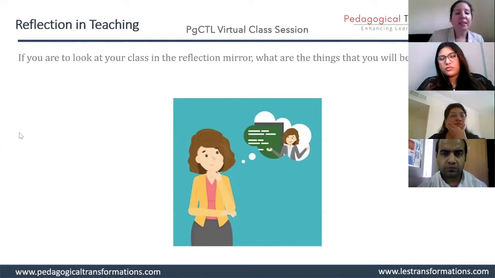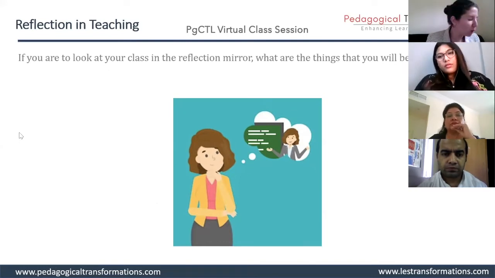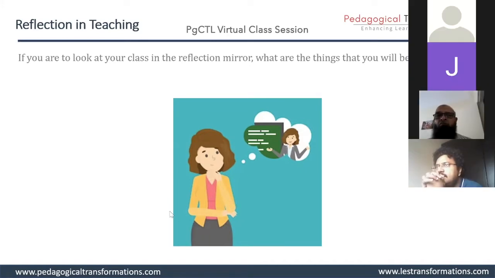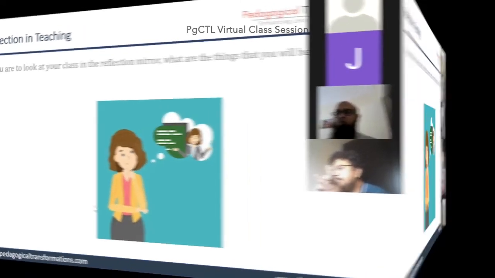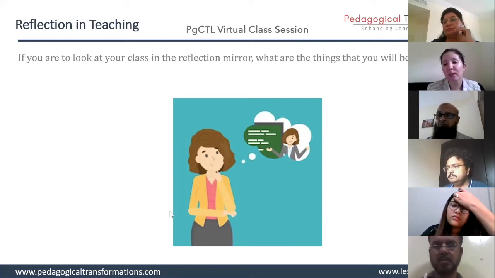Now, let's put ourselves in this cycle of reflection. If you are to look at your class in the reflection mirror, if you want to reflect on your classroom now, what are some of the things that you would be looking at? Student participation, that is the very first thing, like whether the class is engaged or not. Let's take it in a way that while you are doing the session or after, this will work as well. What would you look for?